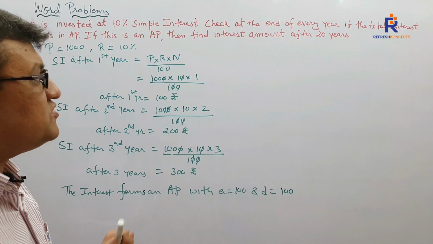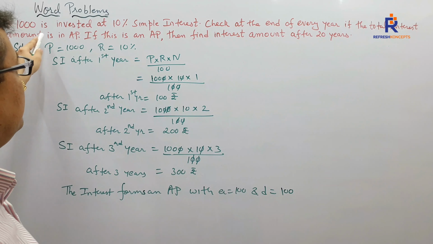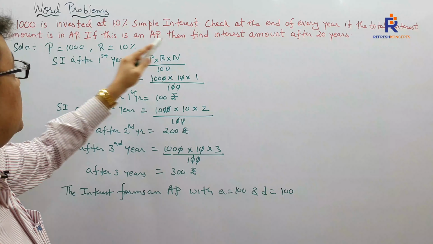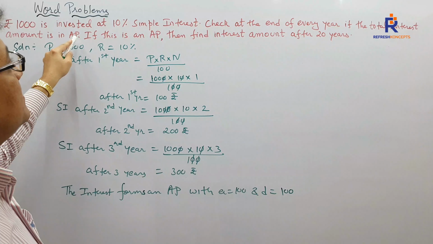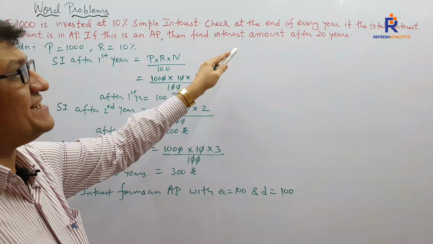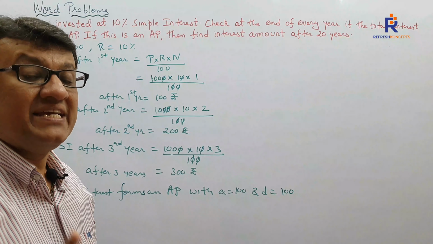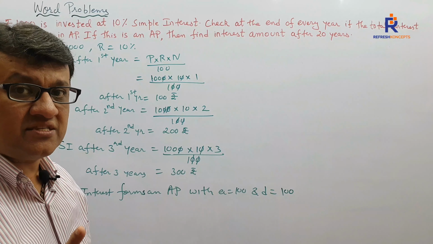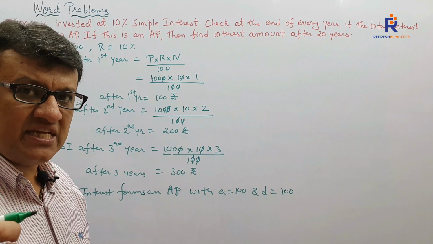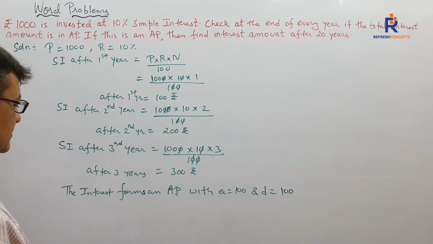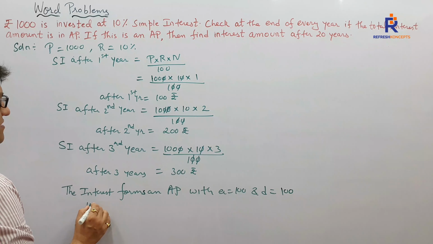By the way, what am I supposed to find out, children? I think I'm done with you till this particular step. Find the total interest amount is in AP. So interest is in AP. If this is an AP, then find interest amount after 20 years. They are asking interest amount, right? That means T20 is what I am supposed to find out. That's what it is.